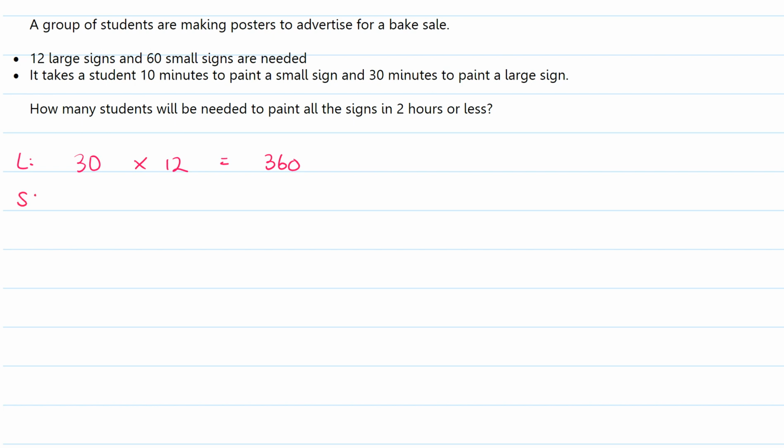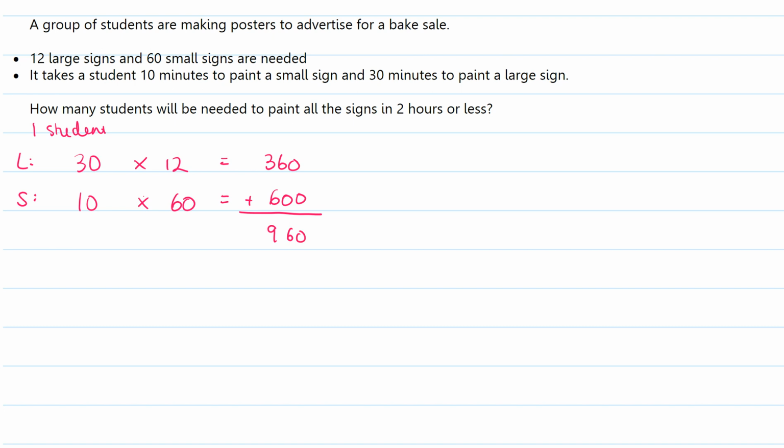And then same thing for small signs, there are 60 small signs. It takes 10 minutes by 60 of these small signs. So in total, it's 600, right? But what we need to realize is that the total time taken for one student to complete all of this task is 960 minutes if I add these two together. That's the total time to complete.